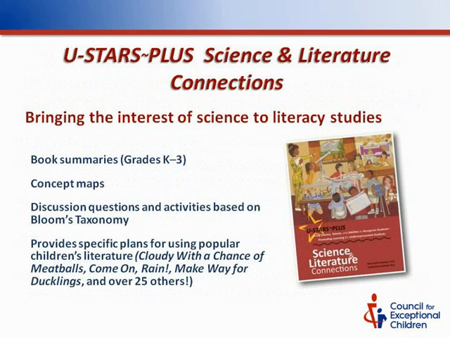USTARS Plus Science and Literature Connections brings the science and literature together. What we've done is we have book summaries. The books that we've chosen for this are high interest and usually available in the elementary school library. The concept maps show how information is related to science, and we use Bloom's taxonomy. And in these materials we use the original Bloom's.